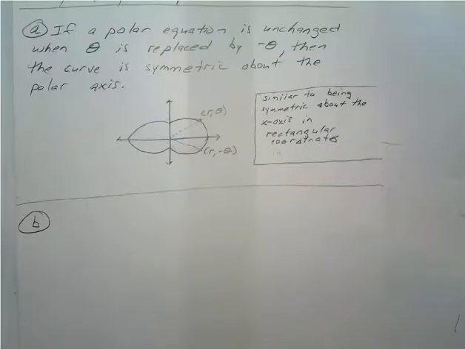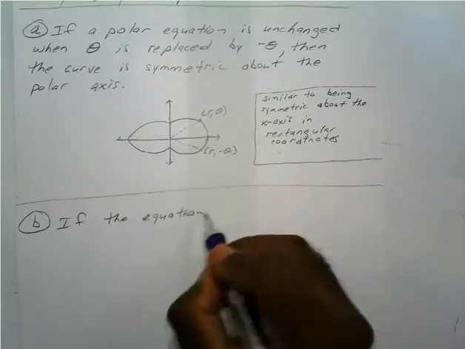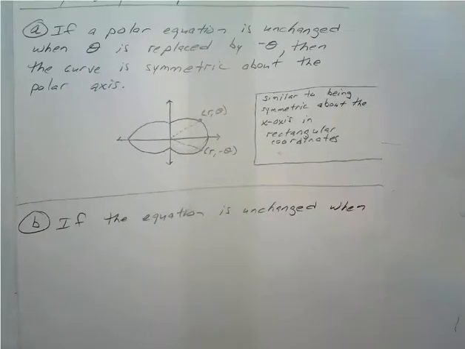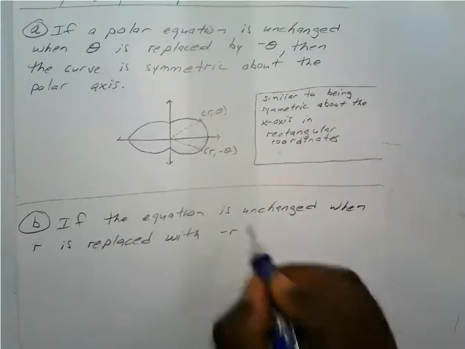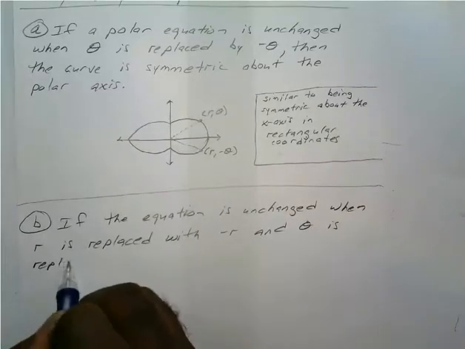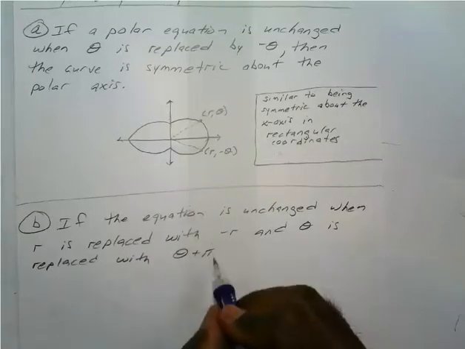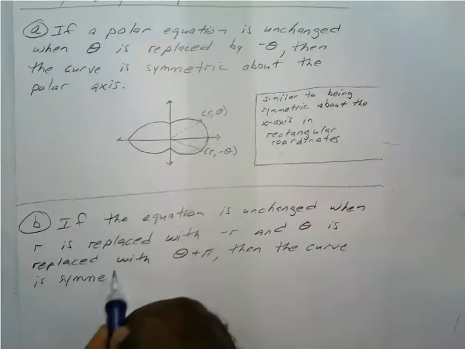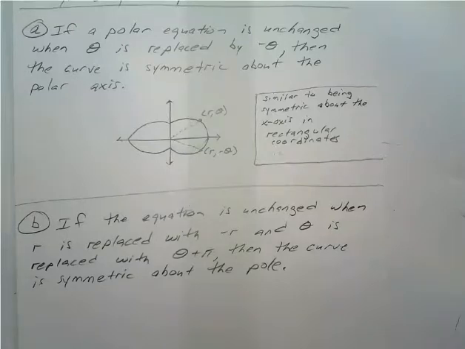Okay, so let's say for an equation, if the equation is unchanged when our r is replaced with negative r and theta is replaced with theta plus pi, then the curve is symmetric about the pole.